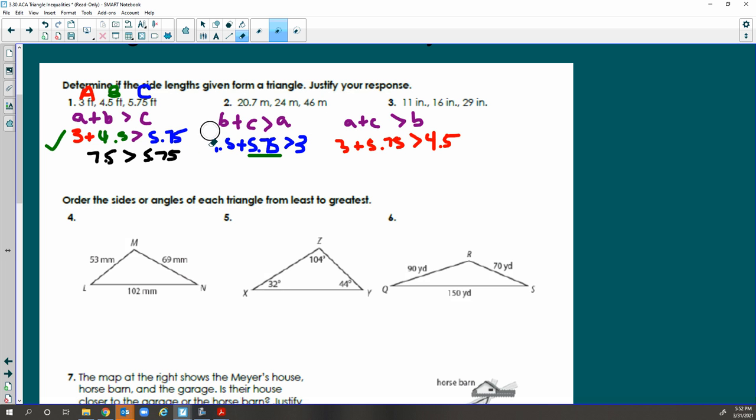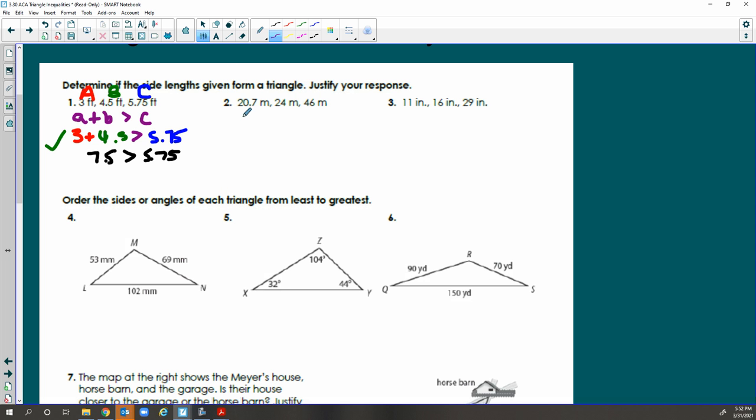Let me get rid of this so I can model 2 and 3 for you. So let's do Mr. C's same trick. A plus B is greater than C. Mr. C says, put the longest side as letter C, and we'll know right away. So this one's going to be letter C, it's 46. It doesn't matter which one I assign A and which one I assign B. I'll flip-flop them just so you can see. Addition's commutative. A is going to be 24. B is going to be 20.7.